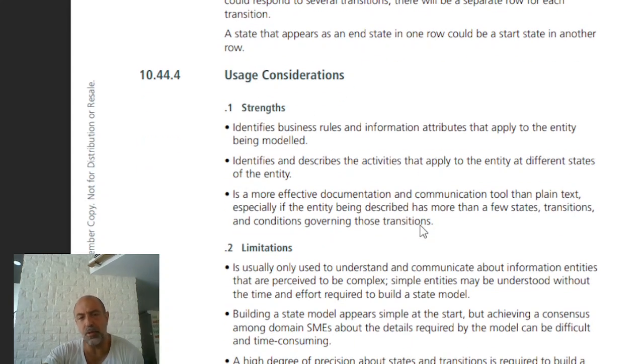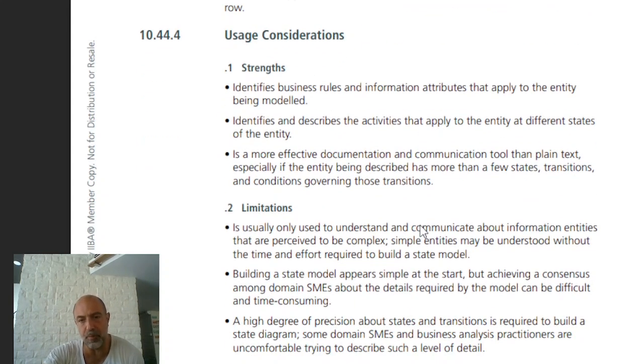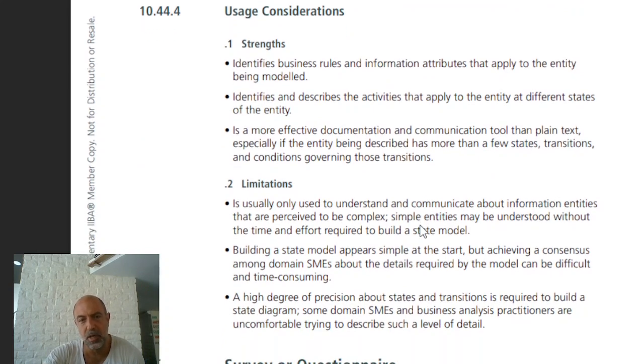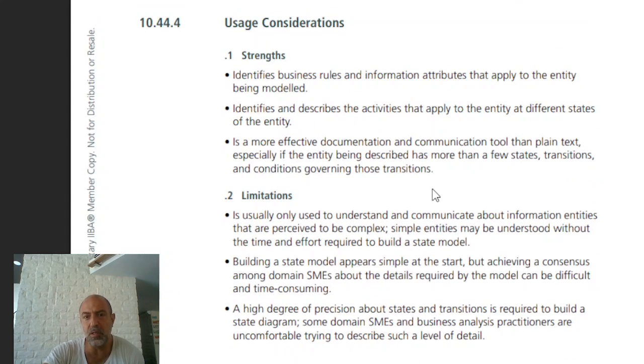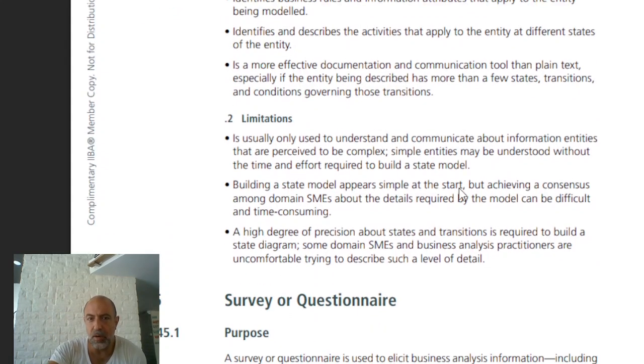What are the usage considerations? Strengths. It identifies business rules and information attributes that apply to the entity being modeled. It identifies and describes the activities that apply to the entity at different states of the entity. It is a more effective documentation and communication tool than plain text, especially if the entity being described has more than a few states, transitions, and conditions. What are the limitations? So it explains better and identifies more in a more visual way, because then you can look around you, see the state you're in, and imagine the state later. And what about the limitations?